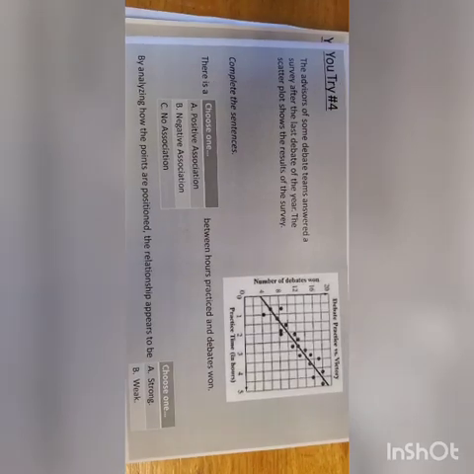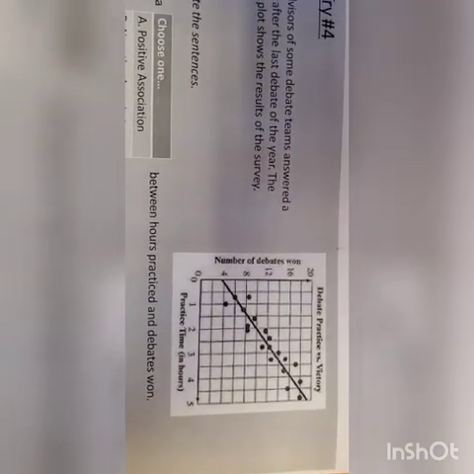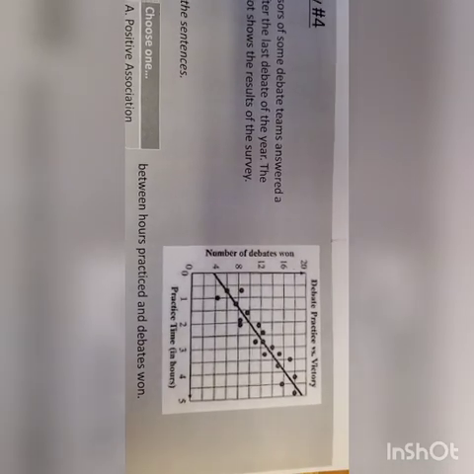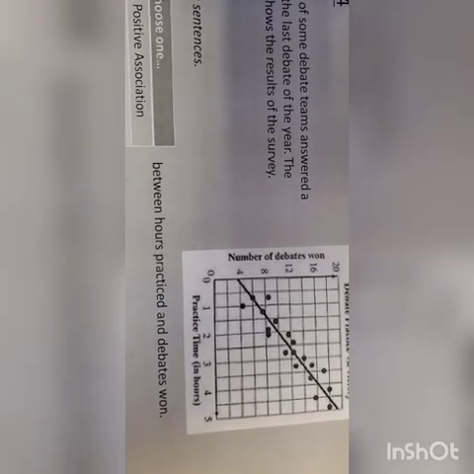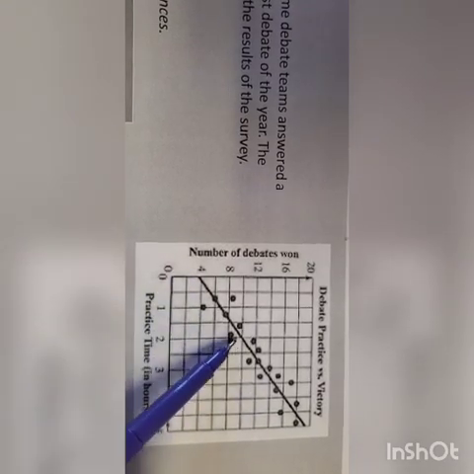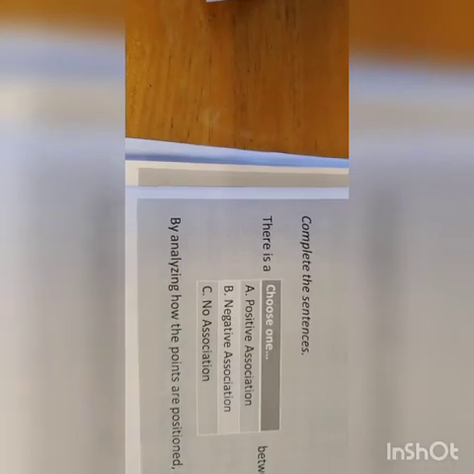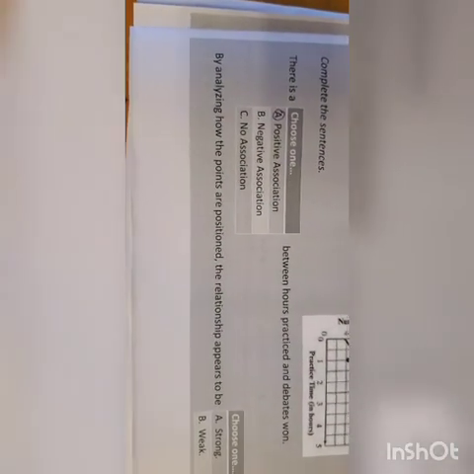All right, this scatter plot has a practice time for debate teams and the number of debates won. I think we all know, without looking at the graph, the more you practice something, the better you get at it. This scatter plot backs that up. So when we look at these points, we see a positive association, because as the practice time increases, the number of debates won increases. See how it is increasing from left to right? So yes, there is a positive association between the hours practiced and the debates won.